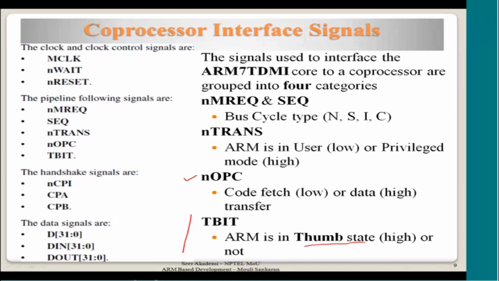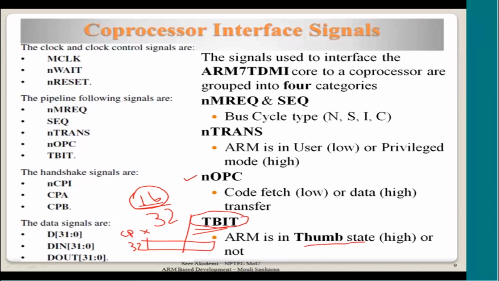Now what is the T bit? The T bit will be low when ARM is in Thumb state. What is the difference between ARM state and Thumb state? The 16-bit instruction or 32-bit instruction. So if ARM is in Thumb state, it is fetching a 16-bit instruction from the memory, whereas coprocessor instructions are always 32-bit. So when 16-bit instructions are going on the data bus, coprocessors just ignore them.